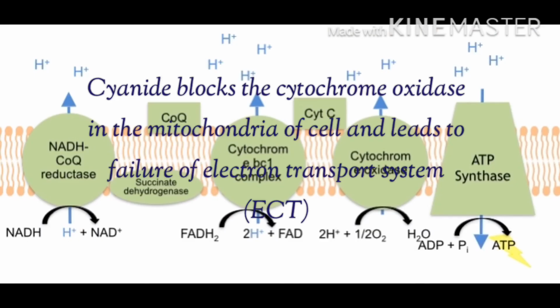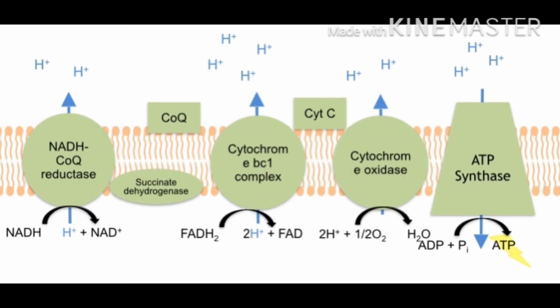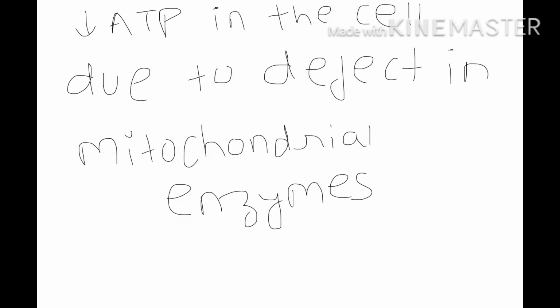So what does the cyanide do in your body? The cyanide blocks the cytochrome oxidase in the mitochondria of the cell and leads to failure of the electron transfer chain and thus leads to cellular hypoxia by not utilizing the inhaled oxygen. Hydrogen sulfide poisoning works in a similar fashion.